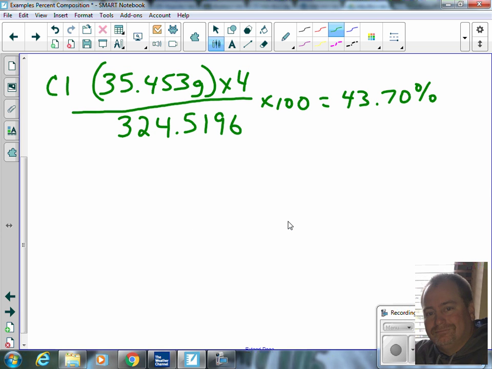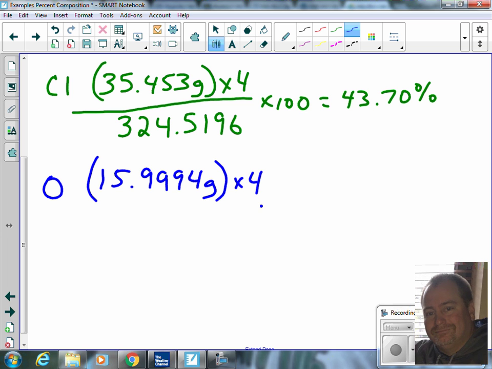Now I extended the page a little bit so I have plenty of room to work. I only got one more element. What is it? Oxygen. So I'm going to take my oxygen. I know oxygen is 15.9994. How many oxygens are there though? There are also 4 oxygens. So I've got to multiply that by 4.